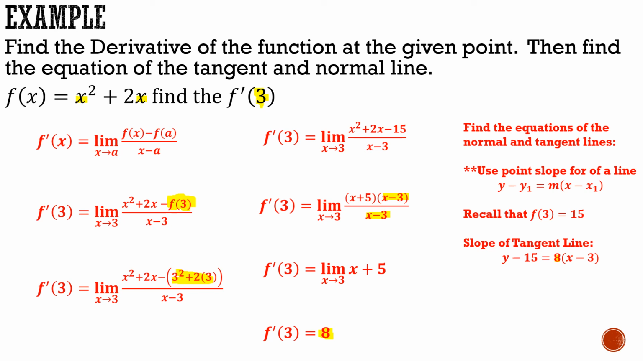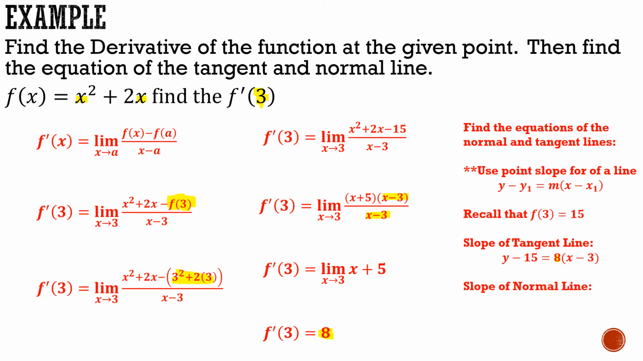8 times x minus 3, and the 3 came from the x value that they gave us to start. So again, y minus 15 equals 8 times x minus 3. Remember, I don't need to simplify it. I don't have to distribute. I don't have to add the 15 to the other side. It is customary and good form to leave your answer as it is right here. You actually don't want to simplify it, and I would prefer you not to.